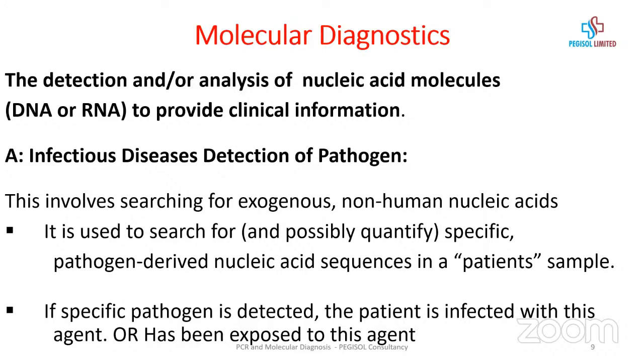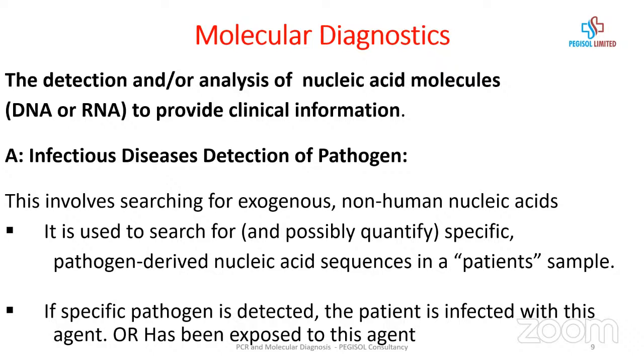Then it is used to search for and possibly quantify specific pathogen-derived nucleic acid sequences in a patient sample. So when you have a urine sample from somebody with a UTI, you can actually say this UTI is being caused by E. coli because you're able to detect the DNA of E. coli in that sample. So E. coli is an exogenous organism because it might be coming from outside, or if it is in water, if you're looking at a stool sample from somebody who has diarrhea. Especially where organisms are not supposed to be part of the human body, if you see them there, they are exogenous, they are coming from outside. So you can use the DNA to detect such infectious pathogens.